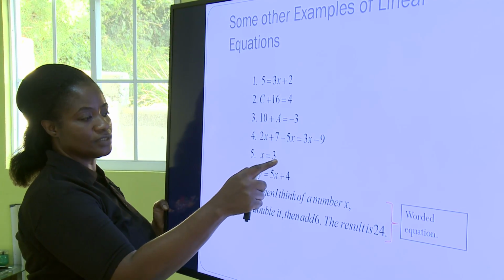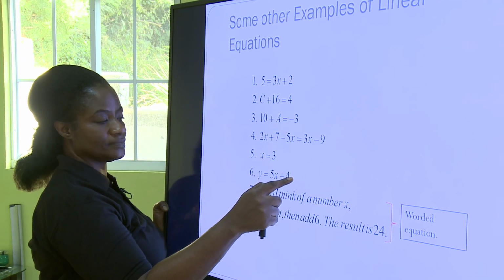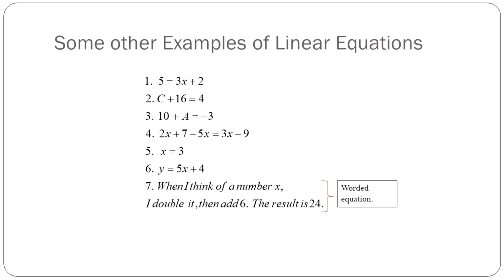x is equal to 3. y is equal to 5x plus 4. I'll stop here and draw your attention to the 7th example, which is quite different to the first 6. This one is a worded equation.